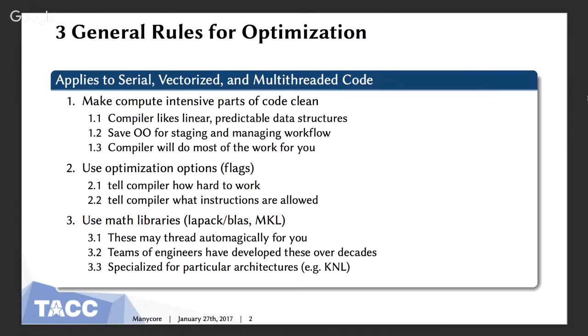So what I like to think of is 3 very general rules for optimization, and these rules apply to whether you're optimizing serial code, vectorized code, or your multi-threaded code. You really want to work hard to make sure that the compute-intensive parts of your code, the part of the code where you're spending most of your time, is really clean. And what I mean by clean is simple, linear, predictable data structures.